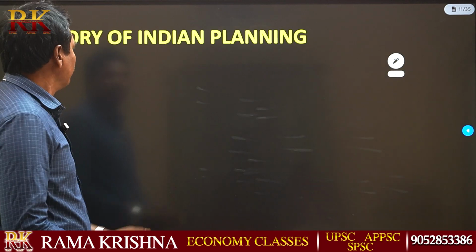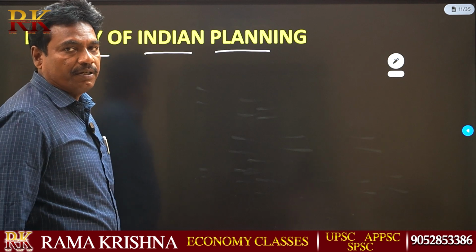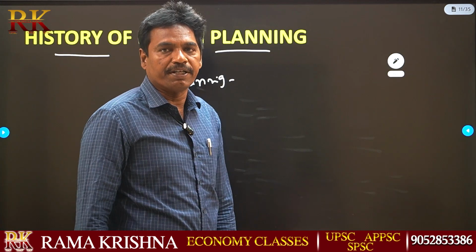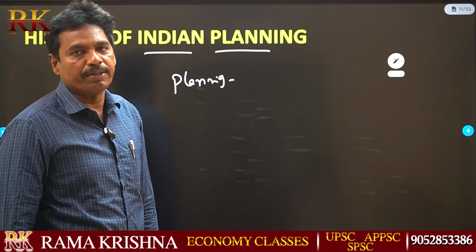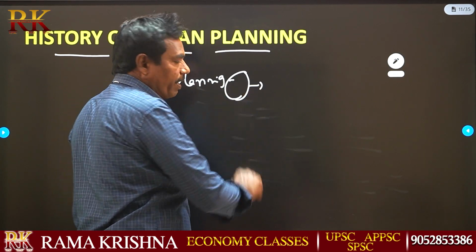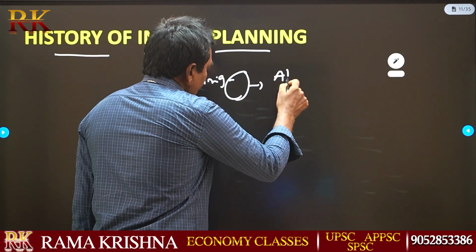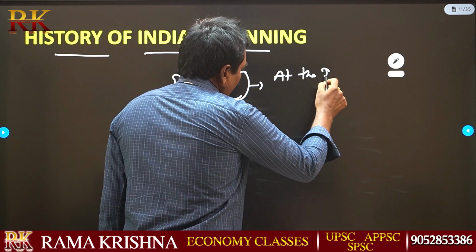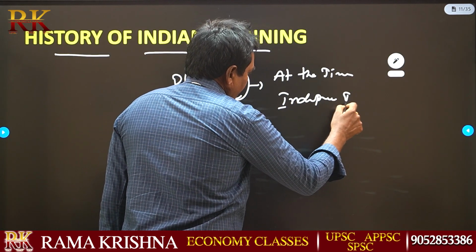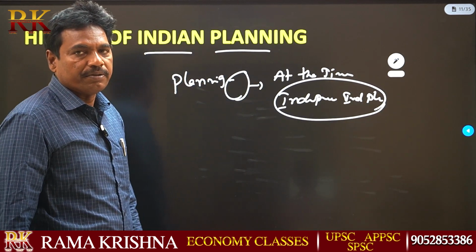Now we are discussing the history of the Indian planning system. What is planning? Planning means achieving certain goals within a certain period of time, and the achievement of the prepared plan is the implementation of the planning. Actually, at the time of independence, the Indian planning system was compared to British India.